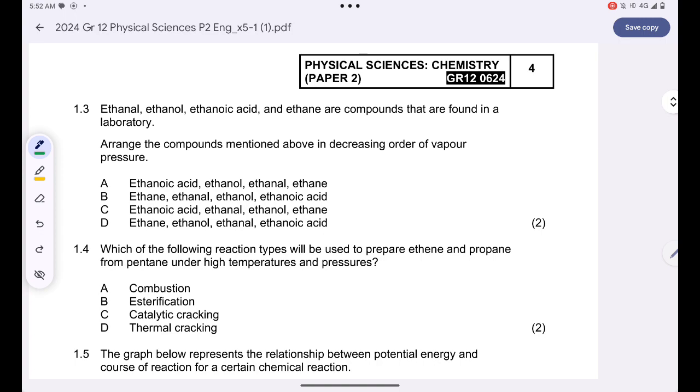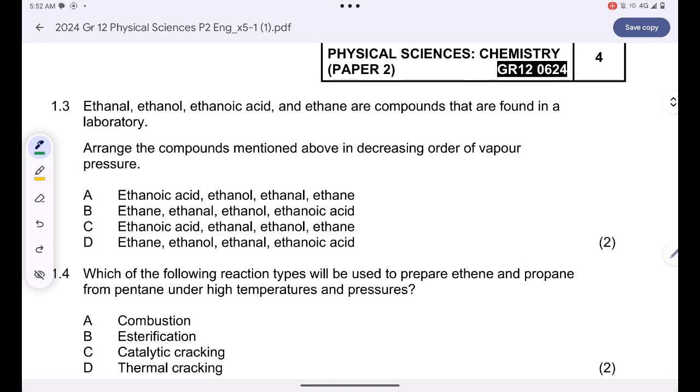The one that has the weakest intermolecular forces is ethane, so this will be listed first, number 1. Then we have ethanal, ethanol, and ethanoic acid. Ethanal is an aldehyde, so it has dipole-dipole forces. Obviously ethanal is weaker than ethanol and ethanoic acid. Why is it weaker? Because these two contain a hydrogen bond, which is a stronger intermolecular force.